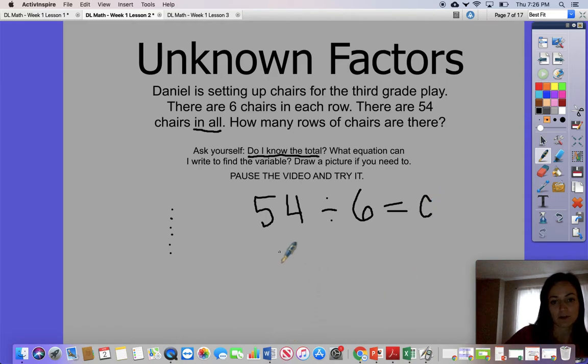For some of you that are more comfortable with multiplication, I could take both my factors, multiply them by each other, and get the total. So I could say 6 times something equals 54. Okay?